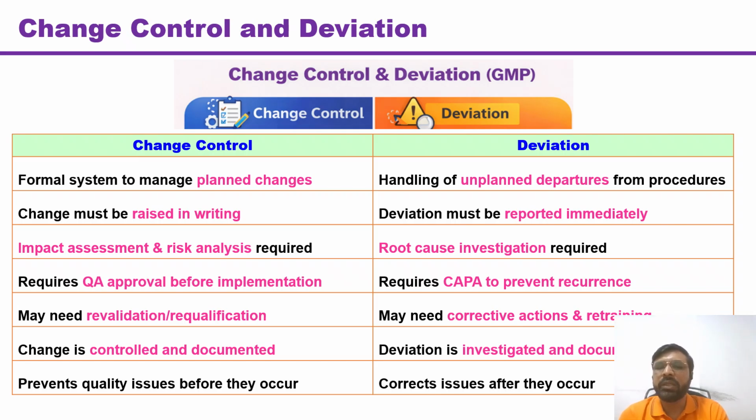Now we'll see the deviation. Handling of unplanned departure from the procedures. Deviation must be reported immediately. Root cause investigation should happen. Then CAPA should be taken, and that CAPA should be tracked routinely so that we can get assurance that we can avoid the reoccurrence.